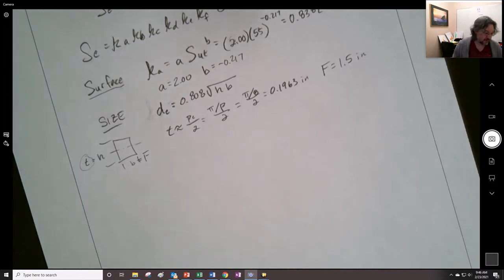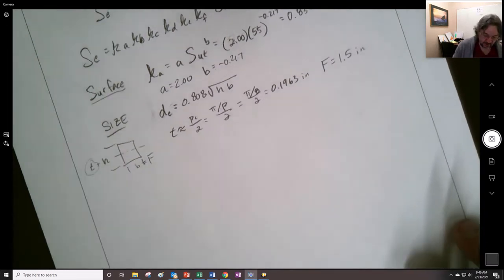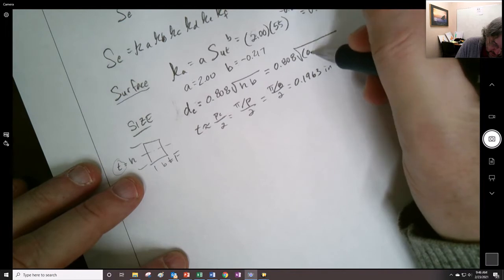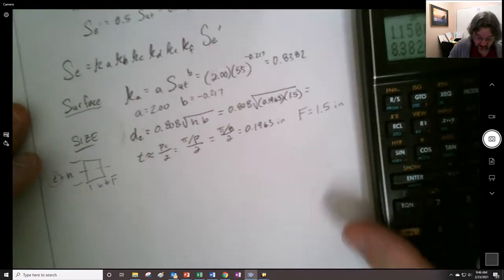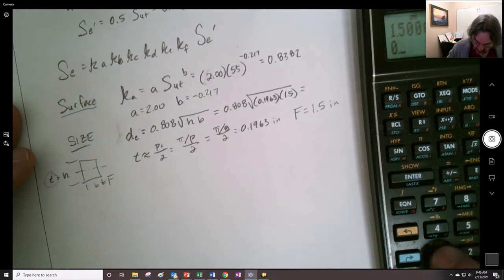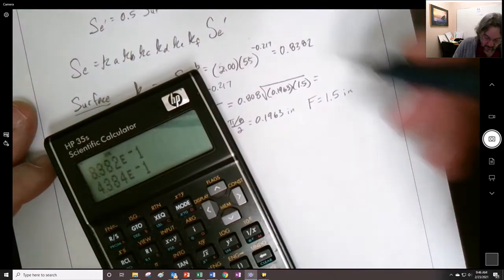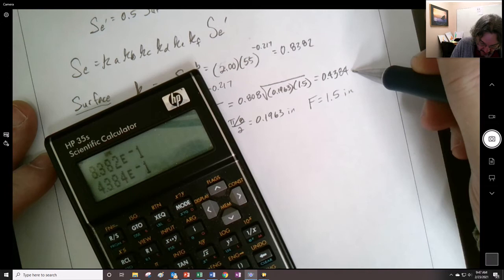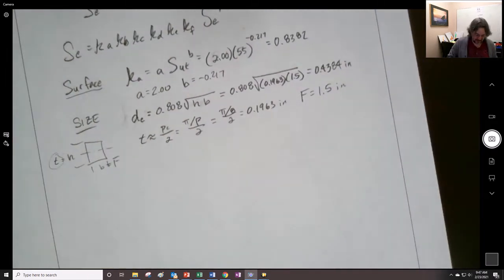I noticed something that looks like a mistake on my part, so I want to fix it. I have to use the correct numbers. Going back up to here, 0.808 square root of 0.1963 times 1.5. Let's see what kind of numbers we end up getting. 1.5, 0.1963, multiply, take the square root, and multiply by 0.808. I end up with 0.4384. So in my notes I was right, but I wrote it wrong numerically. So that's going to be the diameter that we use here.